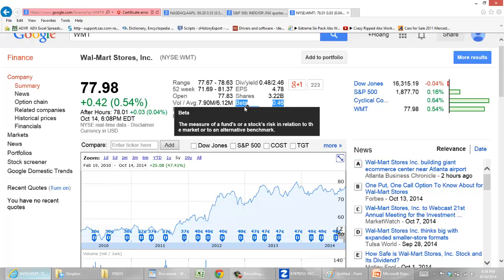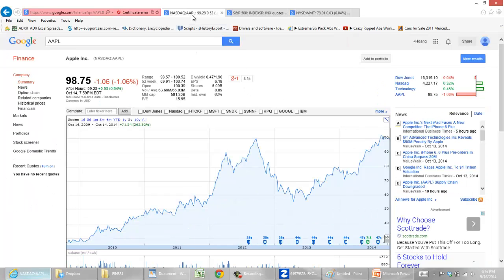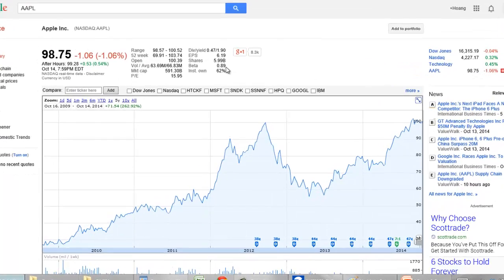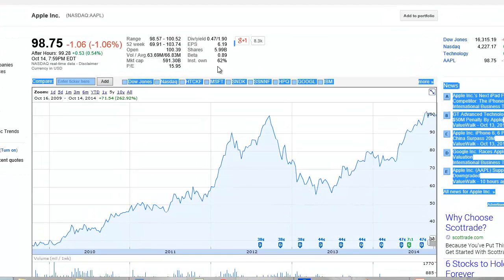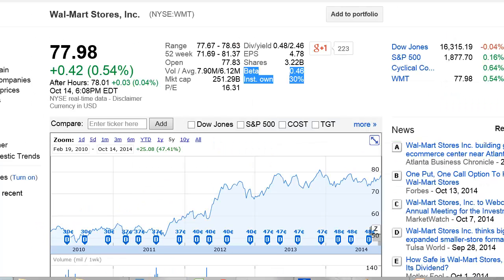So for Walmart, the beta is 0.46, and if you read the book, 0.46 is kind of a lower bound, right? Now let's look at Apple. What you expect is that it may have a higher beta than Walmart, and over here, the beta for Apple is 0.89. Yep, higher. Of course, the numbers reflected over here may not always match what we see exactly, but at least it gives you some idea.